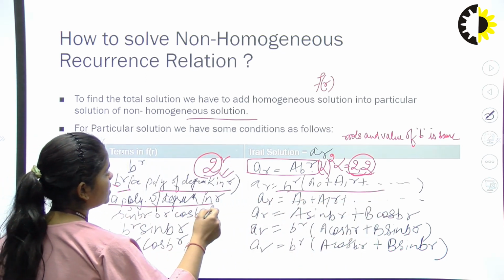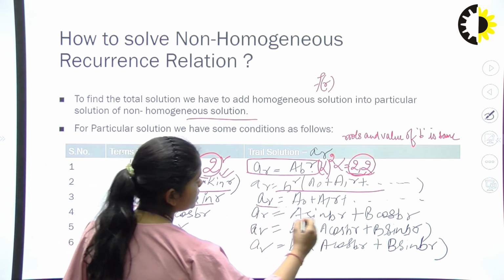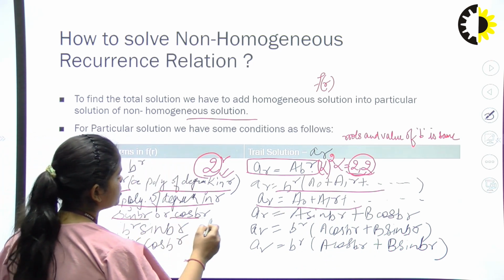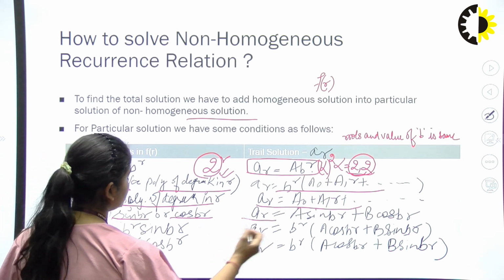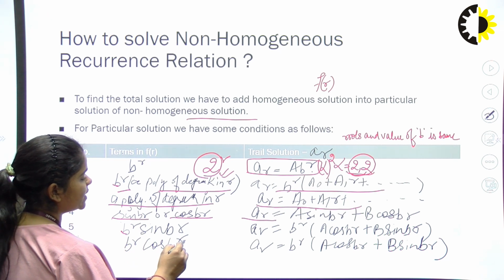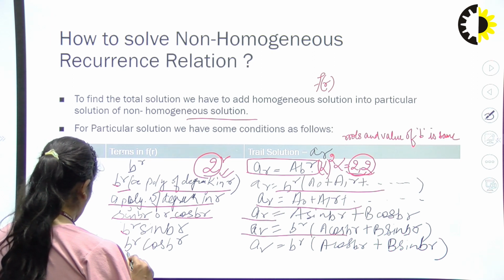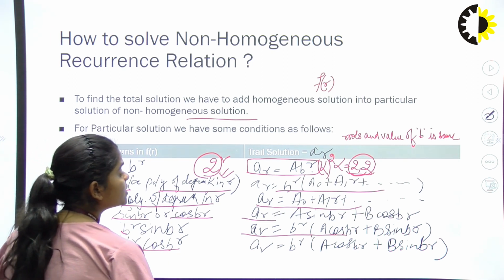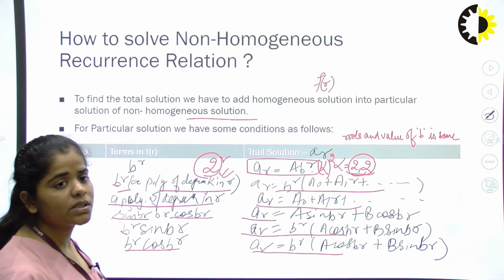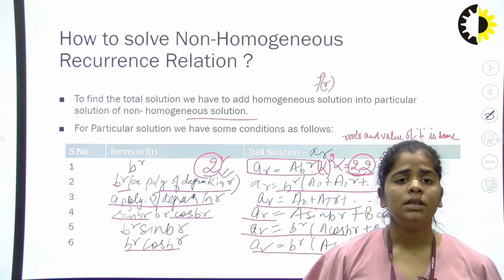Now the next case: if we have a polynomial in f(r), then the solution will be like this. And if we have only a polynomial equation on the right hand side, then the particular solution will be like this. If we have sin br or cos br on the right hand side, the solution will be in this form. If we have r sin br on the right hand side, then the solution will be in this form. And if we have r cos br on the right hand side, then the solution will be in this form. So this is the required table which is used for finding the particular solution for the non-homogeneous recurrence relation.